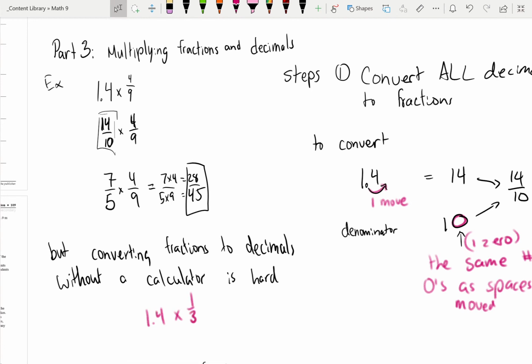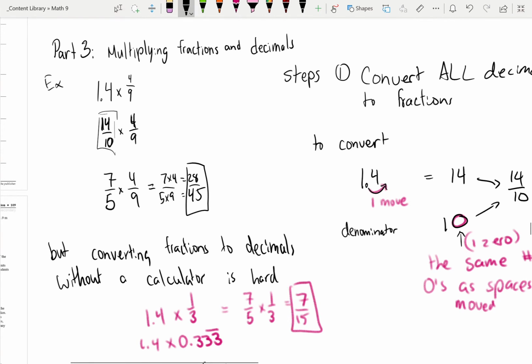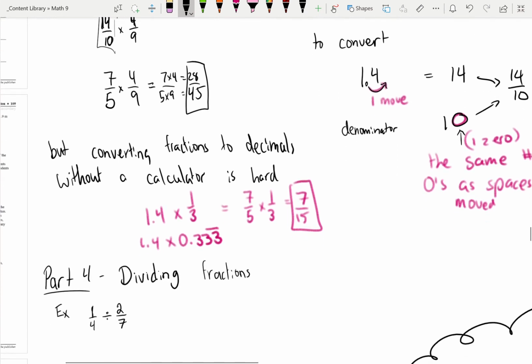So I would have 1.4 times 0.333 repeating. When do I stop? When does it not matter anymore? As opposed to if I instead did, well, 7 over 5 times 1 over 3, I end up with 7 over 15. And then I'm good. I have my answer. It's already reduced. It's already simplified. So when multiplying fractions and decimals, fractions are again easier to multiply than decimals.